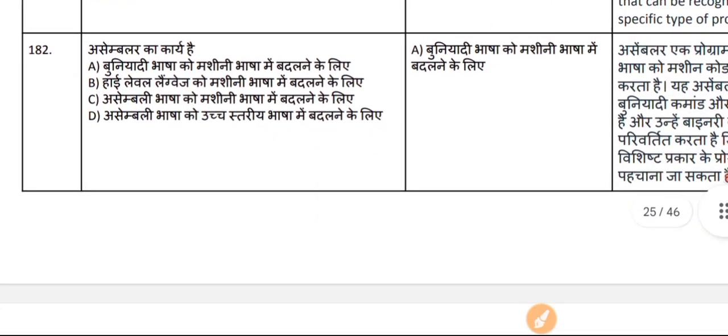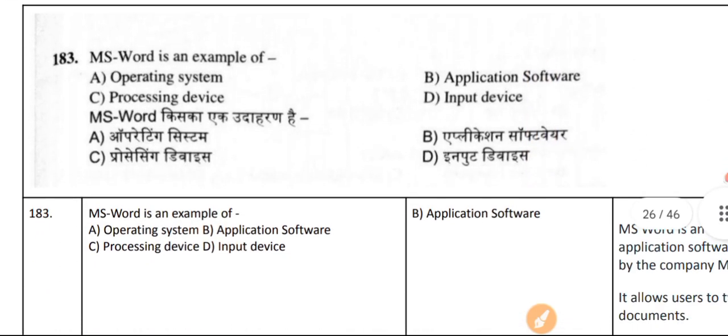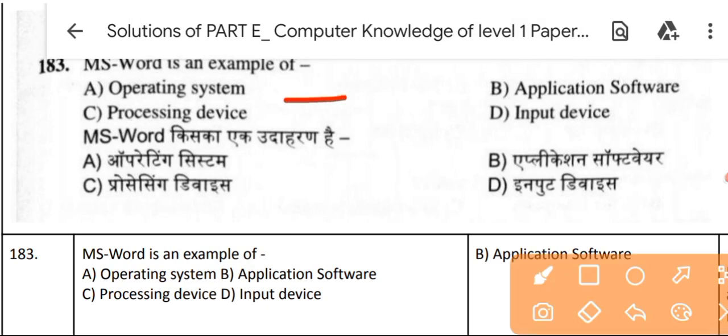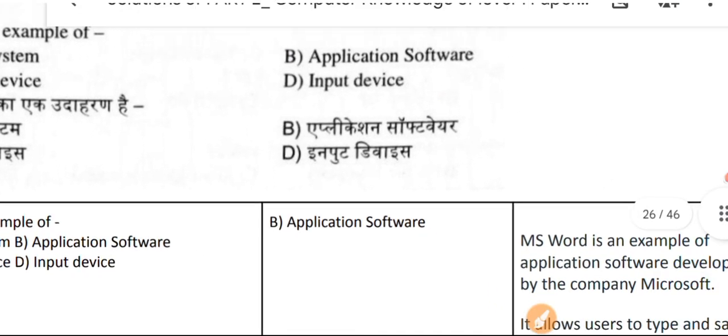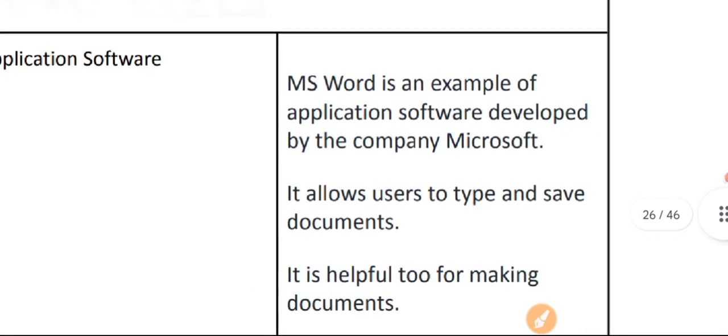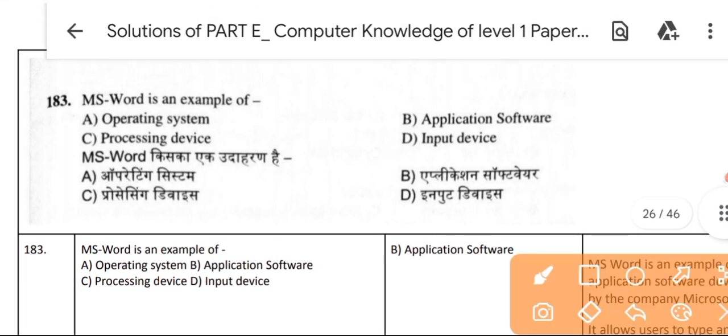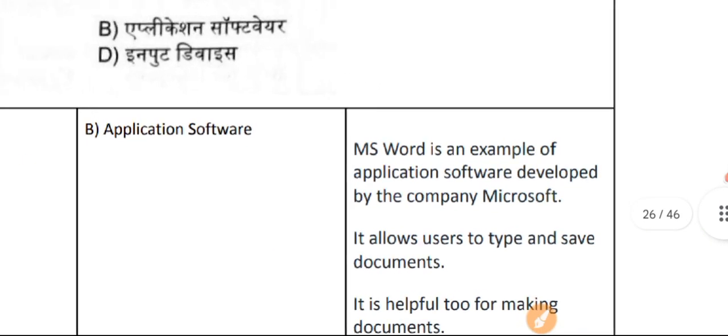Okay, next, 183. MS Word is an example of which: operating system, process device, application software, or input device? The main answer will be application software. MS Office is application software. MS Word and MS Office are the same thing. That is an application software.